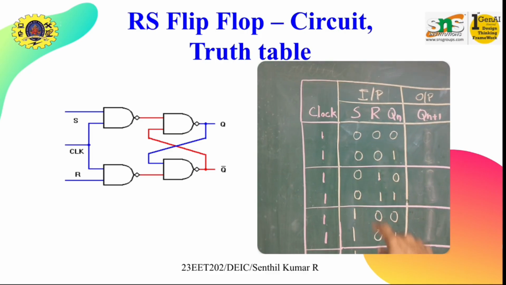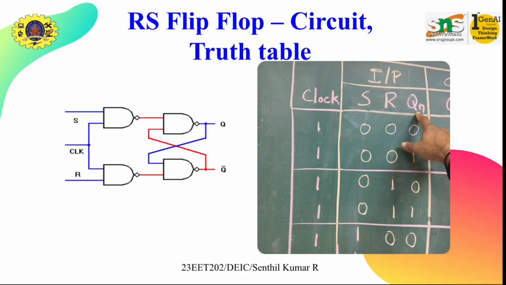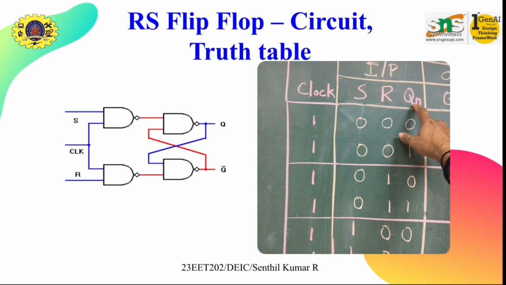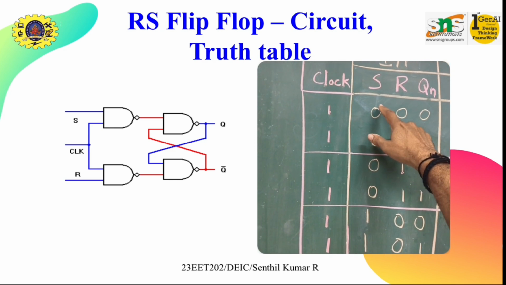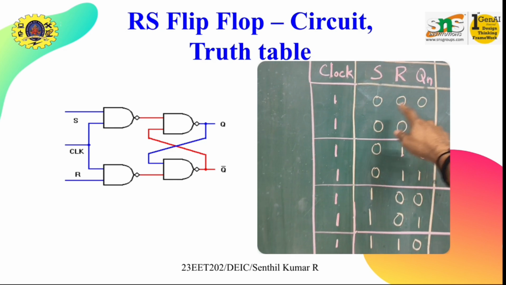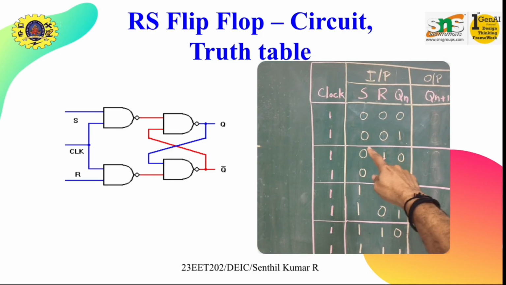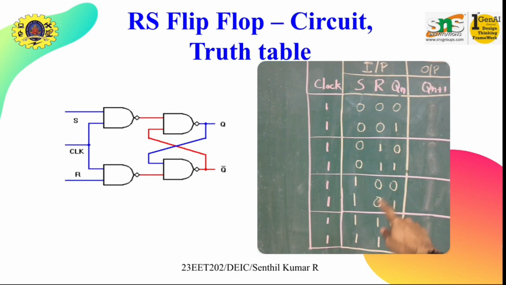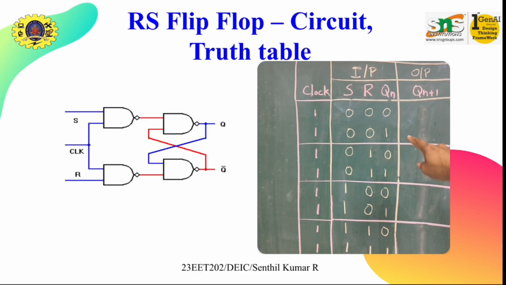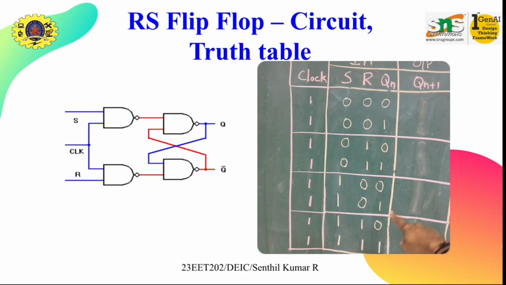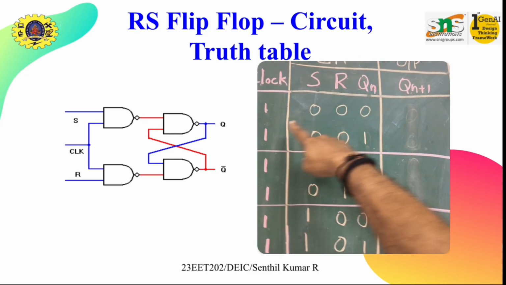Now see here, there are 2 inputs, S and R, and Qn is another input, which is a feedback or present input. Since there are 3 inputs, the possible combinations are 8 for digital. All the possible combinations are written here: 000, 001, 010, and so on. Now let me assume this is the assumed value. What may be the output of the RS flip-flop? The clock is in enable condition.